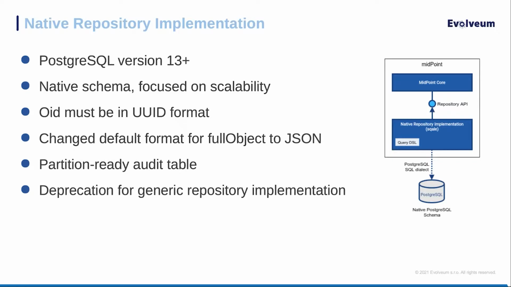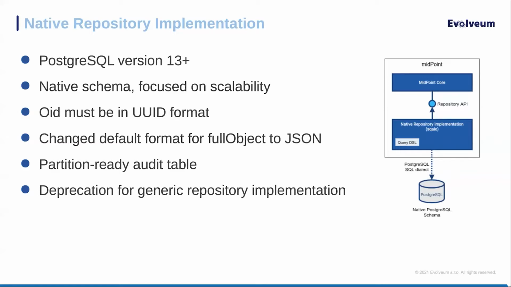Along with the implementation improvements for storing midpoint-related objects such as users, roles, services, and other configuration objects, storage for audit was also touched. Even though the DB schema for audit wasn't significantly changed, since 4.4, audit tables are ready for partitioning. We believe partitioning might be very useful, especially in large deployments with huge audit records, and can help, for example, with audit cleanup.